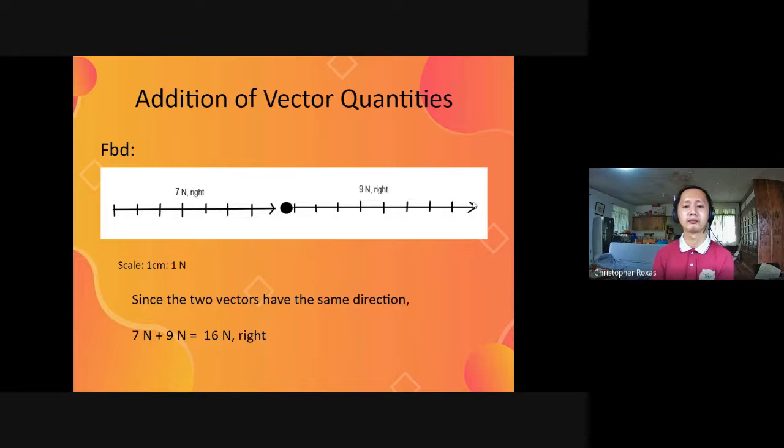represented graphically. And it is longer than the arrow of student A since 9 Newton is larger than 7 Newton. So that's why it is important to use a scale, and the length of the arrow should be proportional to the magnitude of the vector. Okay? So since the two vectors have the same direction, we can simply add them. 7 Newton plus 9 Newton will be equal to 16 Newtons to the right.